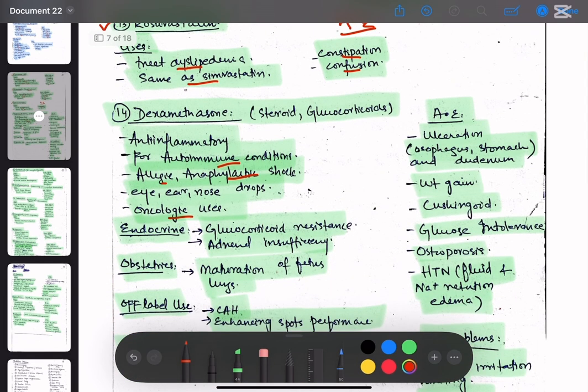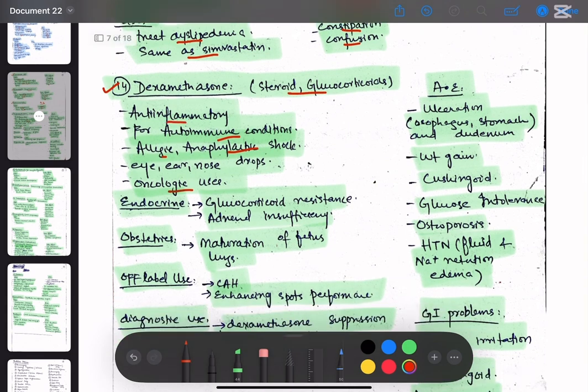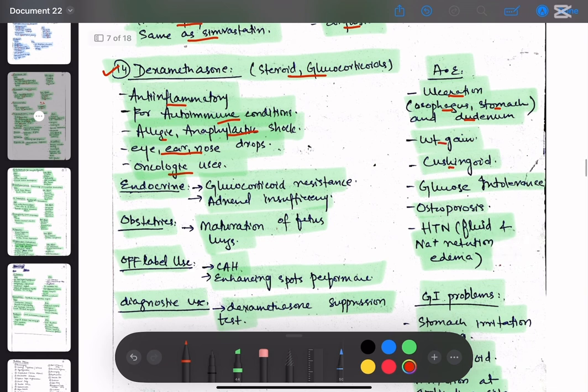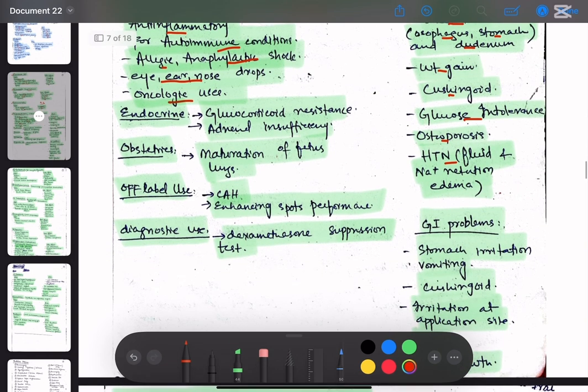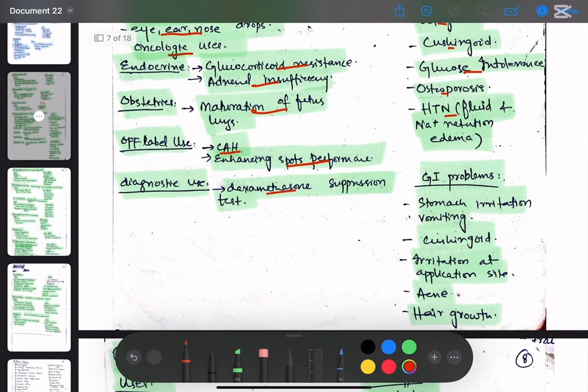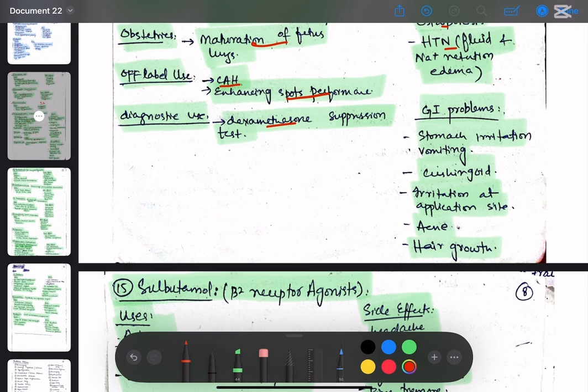Then we are having dexamethasone, which is a steroid or glucocorticoid, and it is used for anti-inflammatory reaction, for autoimmune conditions, for allergic or anaphylactic shock, for eye, ear, and nose drops, and oncologic uses. The adverse effects are ulceration of the esophagus, stomach, and duodenum, weight gain, Cushing's, glucose intolerance, osteoporosis, and hypertension. The endocrine uses are glucocorticoid resistance and adrenal insufficiency, maturation of the fetal lungs, congenital adrenal hyperplasia, enhancing sports performance, and the diagnostic use is the dexamethasone suppression test. The GI problems are stomach irritation and vomiting, Cushing's, irritation at the application site, acne, and hair growth.